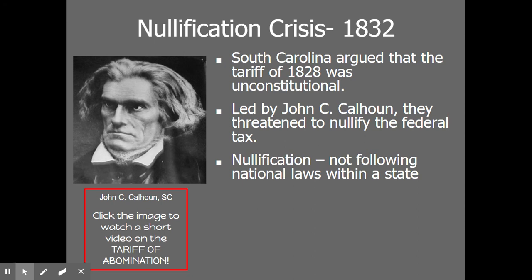Now, we've already talked about nullification once this year. Do you remember when we talked about the Supreme Court decision, Worcester v. Georgia, and the Supreme Court said, yep, that's unconstitutional, you need to let those missionaries go? And the President of the United States refused to enforce it. That's also an example of nullification. Hey, fun fact, guess who John C. Calhoun was vice president for?